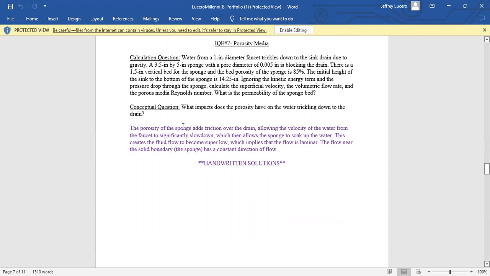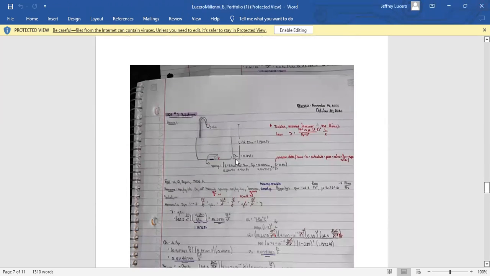The porosity of the sponge adds friction over the drain, allowing the velocity of the water from the faucet to significantly slow down, which then allows the sponge to soak up the water, and this causes the fluid flow to become super low, which implies that the flow is laminar. The flow is near a solid boundary, and the sponge has a constant direction of flow.